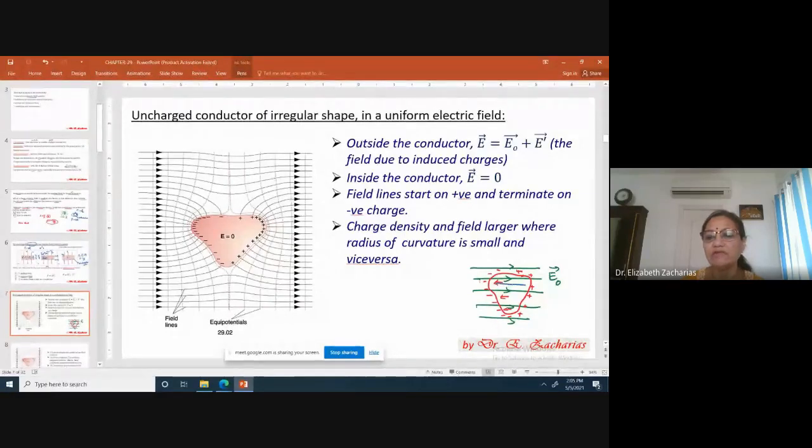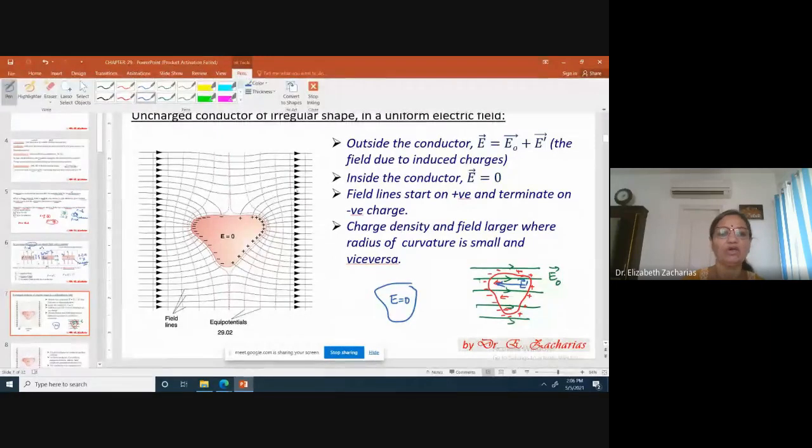That electric field will be E prime, which will be exactly opposite to E naught. Therefore, inside the body of the material, the next picture will show you that there is no field inside. There is no field inside. Net field is 0. But outside, what will happen? That will be slightly different from what you have seen in the previous picture. Outside, what happens is the field will be E naught.